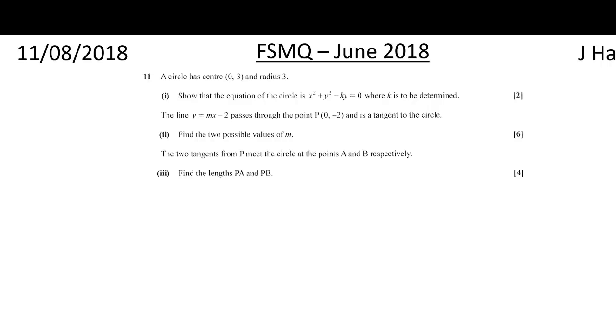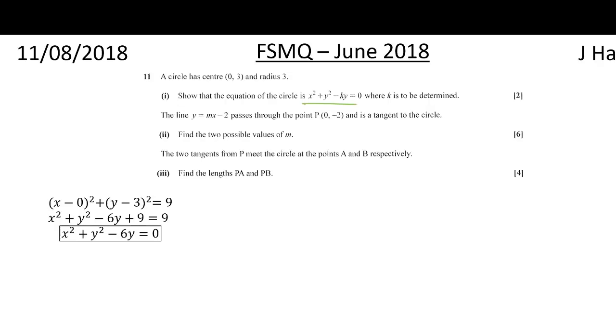Next question, a circle has centre (0, 3) and radius 3. Show that the equation of the circle is that. Well, dead easy question. (x minus a) squared plus (y minus b) squared equals r squared. So we just put the numbers in for that, expand and tidy up, and you get x squared plus y squared minus 6y equals 0, which is in exactly the same form as that.